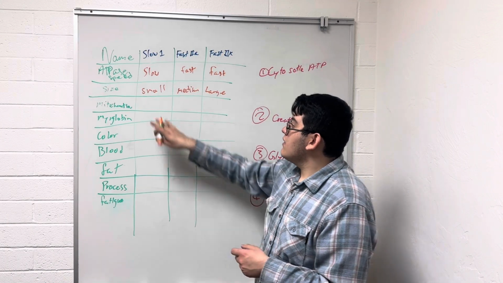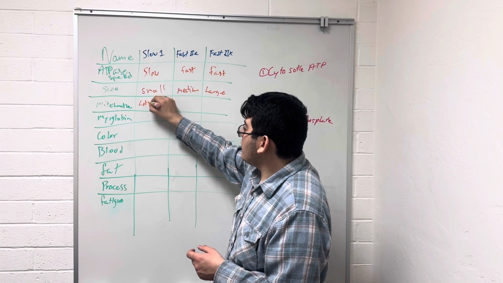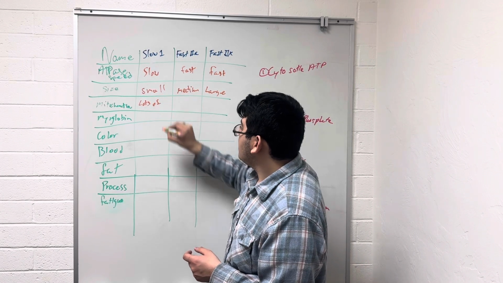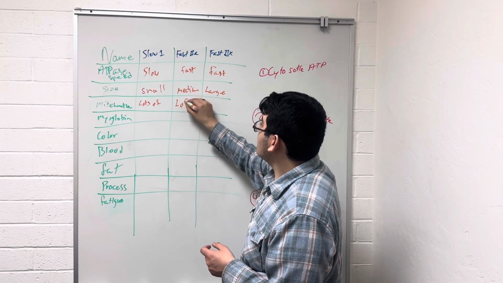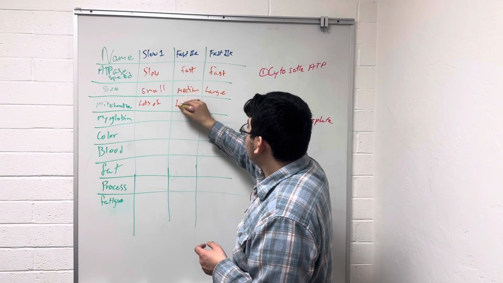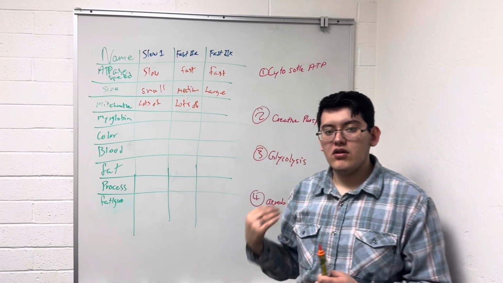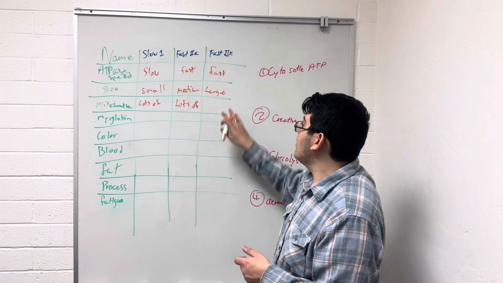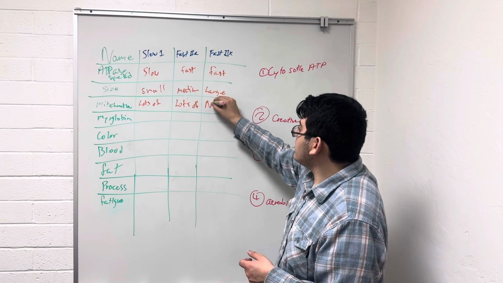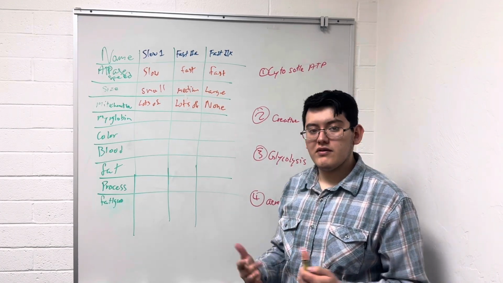The slow 1 tends to have lots of mitochondria. Same for fast 2A. They tend to have a lot of mitochondria to power them, while fast 2X tends to have none at all. It doesn't require mitochondria's presence.